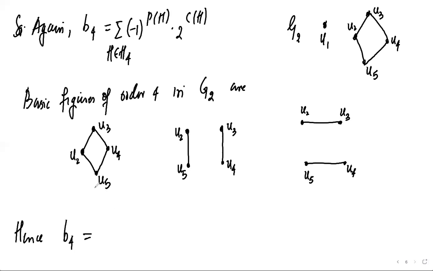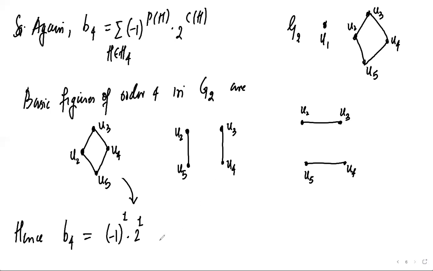So this summation will contain 3 entries. So first will correspond to this one. So it will be -1 power P of H. Now here this is the H for the first term. So it consists of just 1 component. So it is -1 power 1 into 2 power C of H. Now this basic figure consists of 1 cycle. So it is 2 power 1. So this is the term which corresponds to this H.